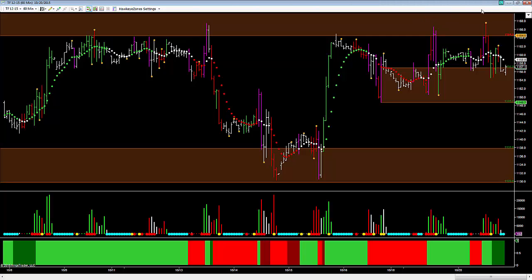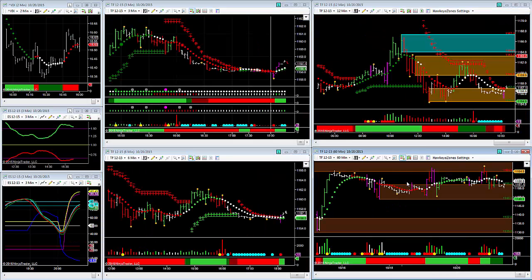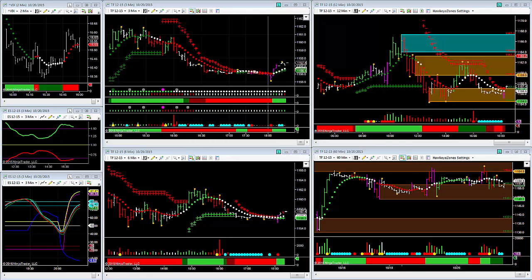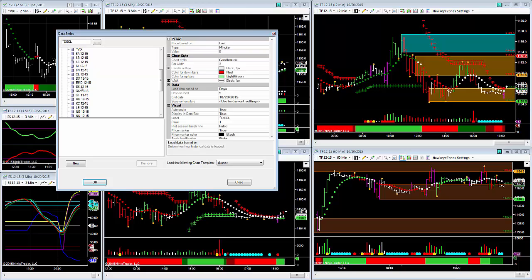Now I'm showing this with the rest of the Hawkeye software because most of the people attending this are Hawkeye users, but you don't have to be. You can purchase the zones all by themselves. So I'm going to pull up a brand new chart, and I'm going to show you how the zones are applied to the chart.